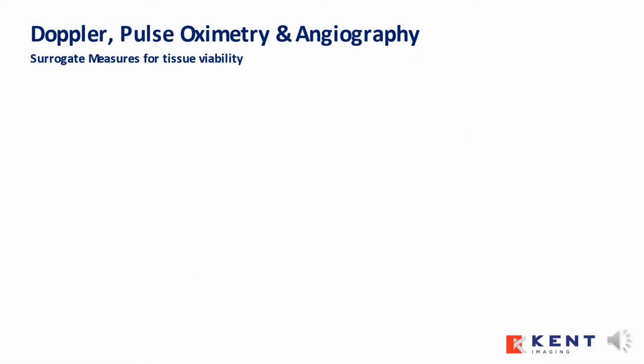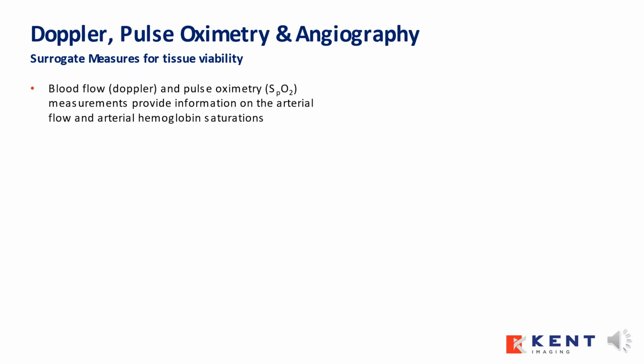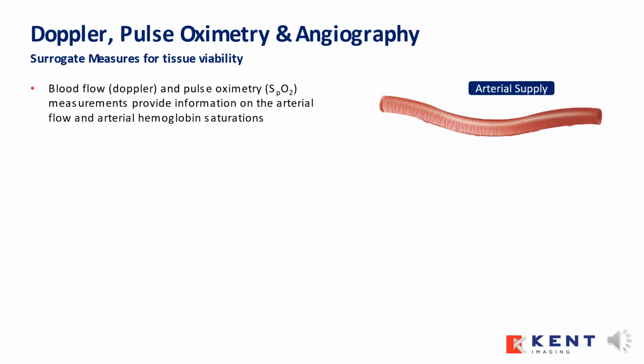Today, commercially available technologies provide indirect or surrogate measures for tissue viability. Blood flow measuring techniques, such as laser Doppler, provide a measure of perfusion, but they are largely indicative of the arterial flow. Pulse oximetry provides a hemoglobin oxygen saturation, or SpO2, that is strongly correlated with the SaO2, or the hemoglobin arterial oxygen saturation. Both of these imaging technologies focus on the arterial supply.